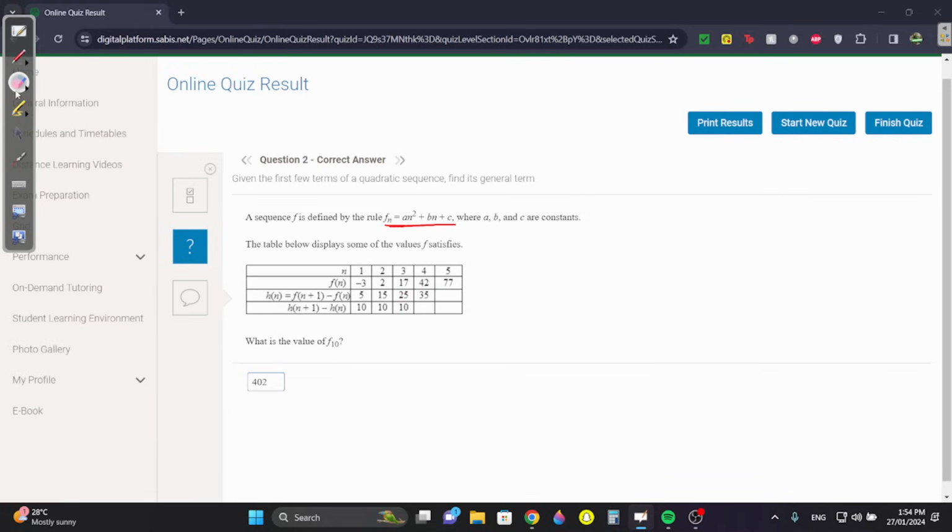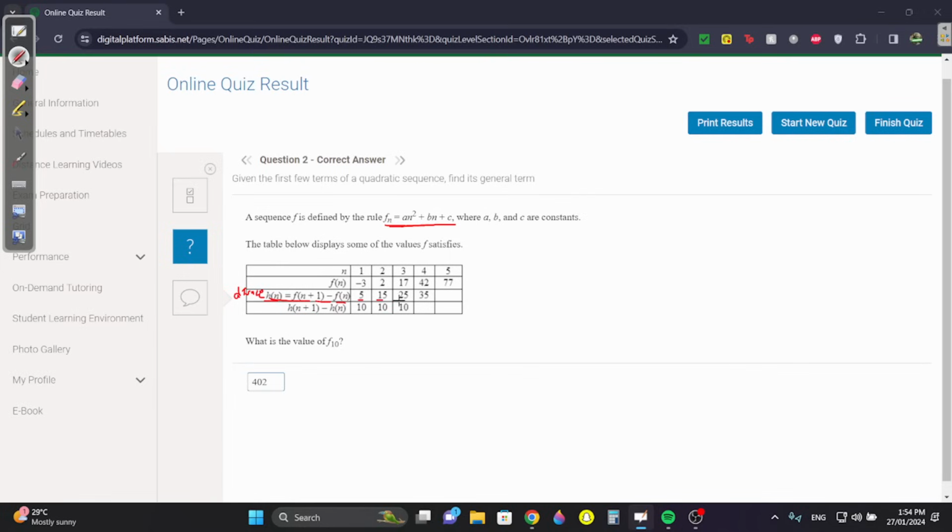Okay? And then they said, I don't like what this is. Okay? I really don't like how they say this, it's very, very stupid. But what they're trying to say is this is the first difference. When they put this minus, they're saying difference.